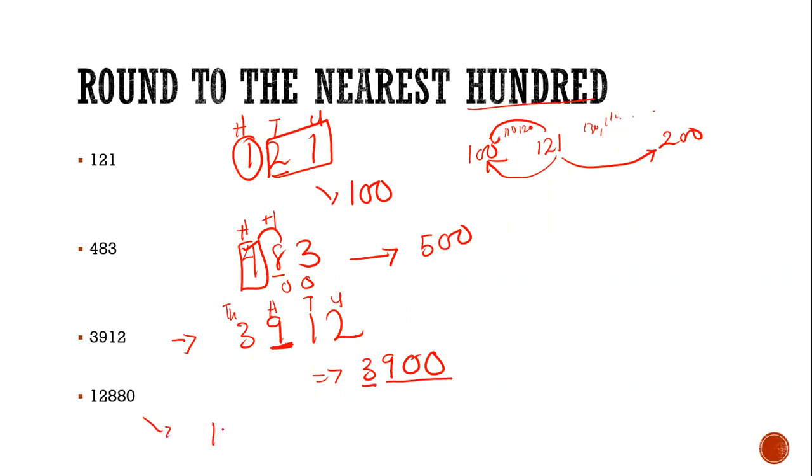This one we have 12,880. So the nearest 100: unit, tens, hundred, thousands, tens of thousands. So our hundreds digit here is 8. And what's the number immediately after 8? It's also 8. Is 8 5 or more? Yes. So we round it up. So this becomes 12,900.